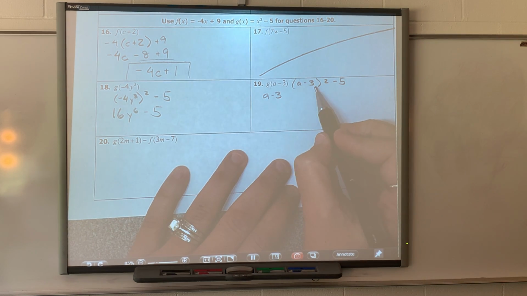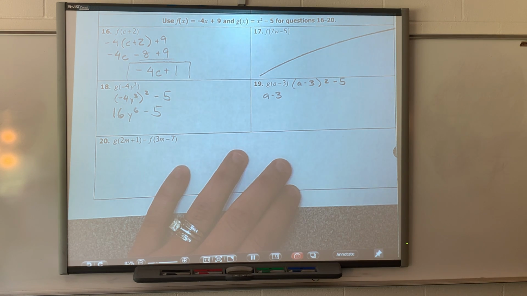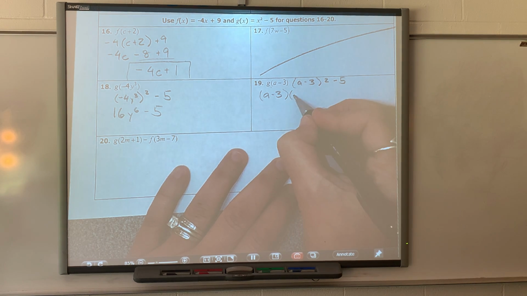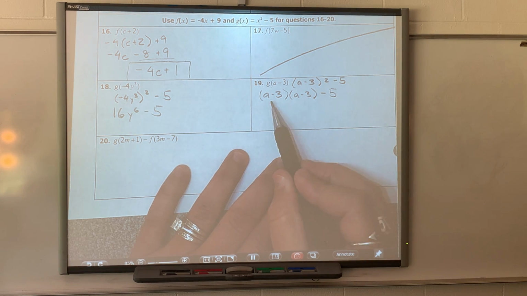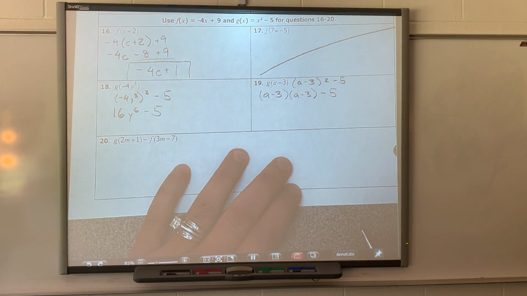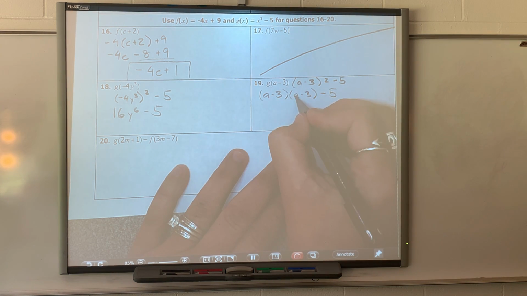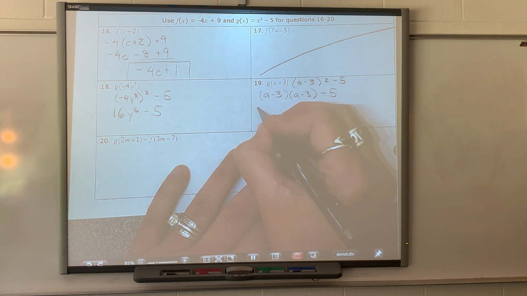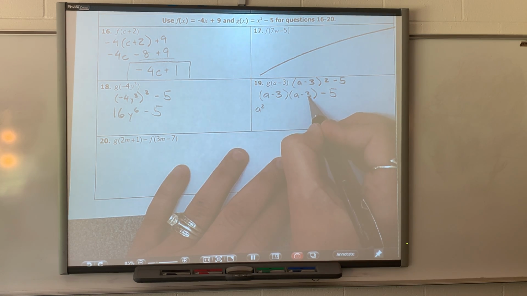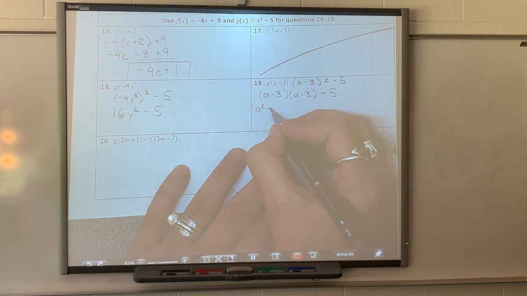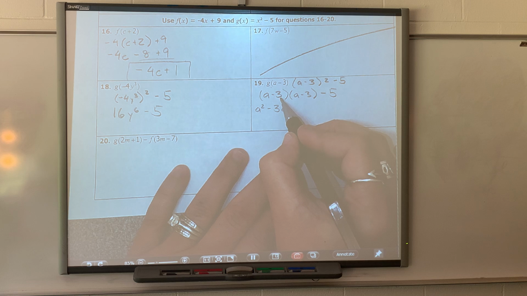So when I have a minus 3 squared, that means I have to write the entire parentheses 2 times. So a minus 3 times a minus 3, and then minus 5. Do we remember how to multiply these two parentheses together? Okay, so a times a gives you a squared. And then a times this 3 at the back, -3a, and then I'm going to multiply the insides, so -3 right here times this a here, -3a.